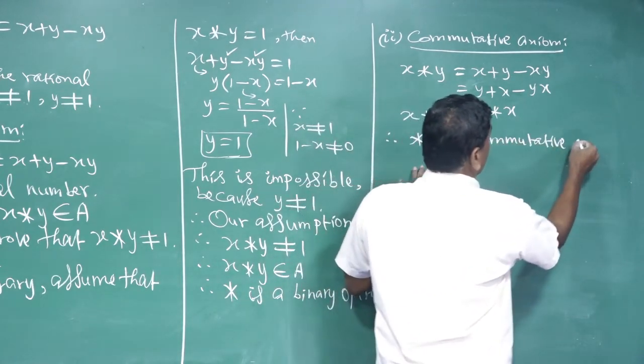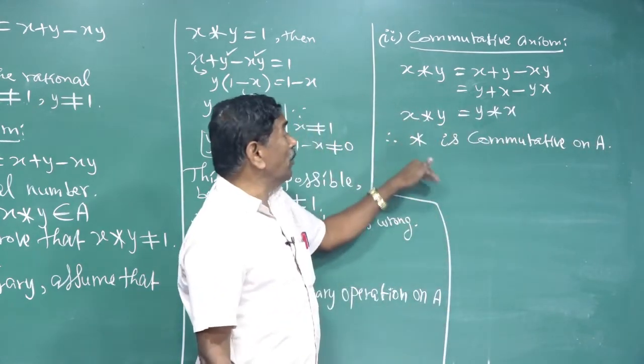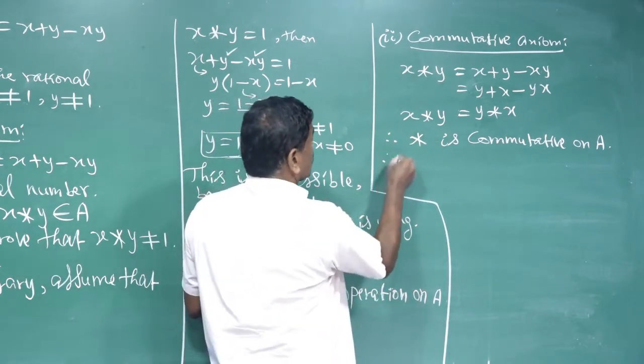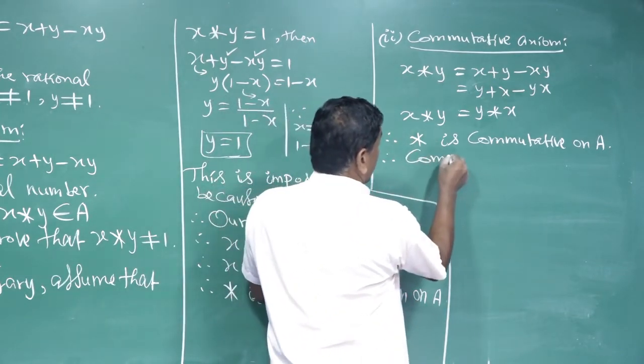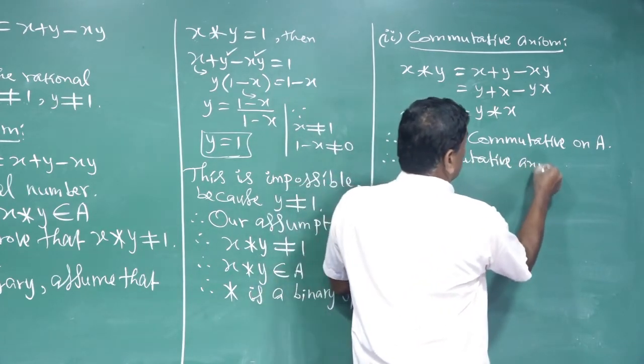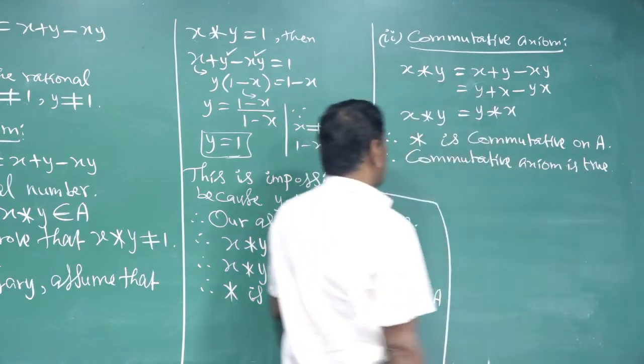Star is commutative on A. Therefore, the commutative axiom is true.